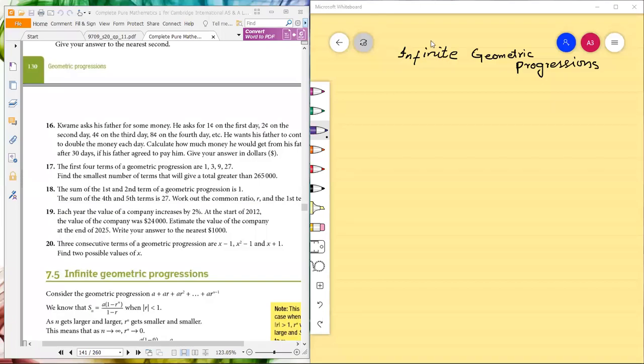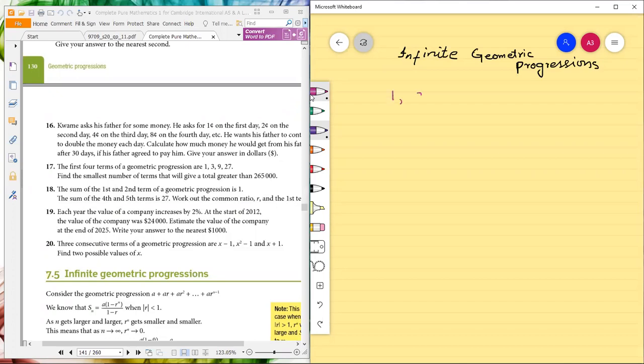Today our topic is infinite geometric progression. Yesterday we discussed what a geometric progression is. There are two types of geometric progression. A geometric progression is a progression in which the common ratio between two terms is the same.